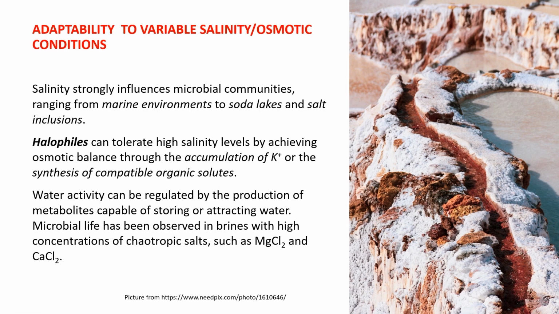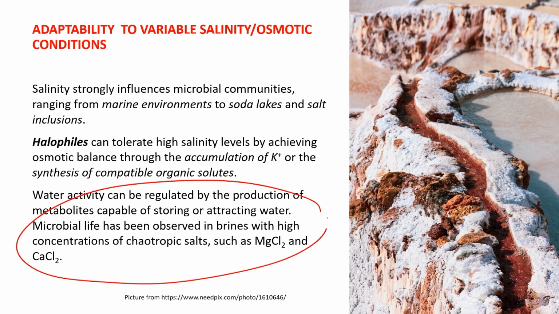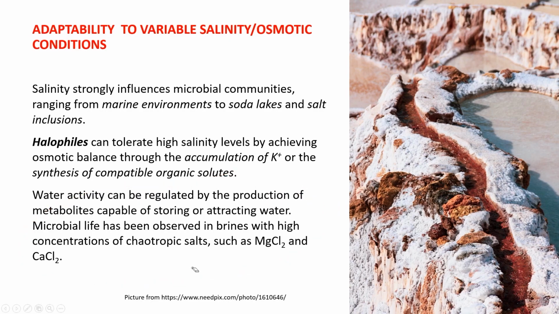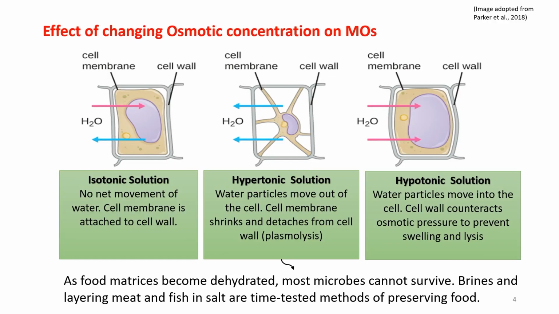Halophiles can tolerate high salinity levels by achieving osmotic balance through the accumulation of potassium ions or the synthesis of compatible organic solutes. Water activity can be regulated by the production of metabolites capable of storing or attracting water. Microbial life has been observed in brines with high concentration of chaotropic salts such as magnesium chloride and calcium chloride.